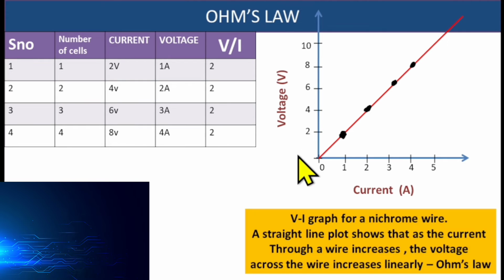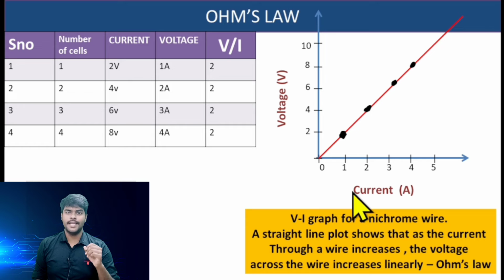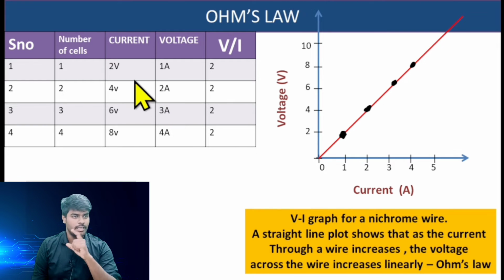Just think about that. Voltage current graph for a nichrome wire. VI graph means voltage current graph for a nichrome wire. A straight line plot shows that as the current through a wire increases, the voltage across the wire increases linearly. Simply it is called Ohm's law. Observe clearly the current and voltage values. They are constantly increasing, and we get the same V by I values.